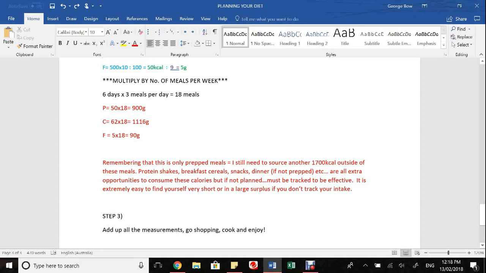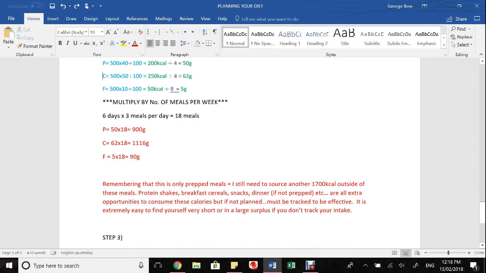I also add vegetables to those meals, but I'm not putting them in here because they don't offer a very high macronutrient content. They're better for our micronutrients, our vitamins and minerals and things like that. So I still need to source those other 1,700 calories outside of these meals. I can find those in protein shakes, breakfast cereal, snacks, dinners if they're not prepared. They're all opportunities to find those calories, but remembering you need to track them.